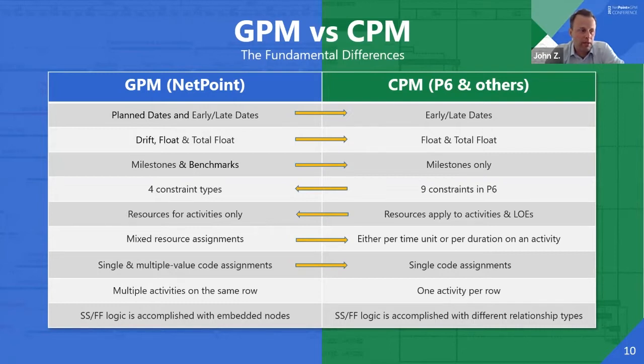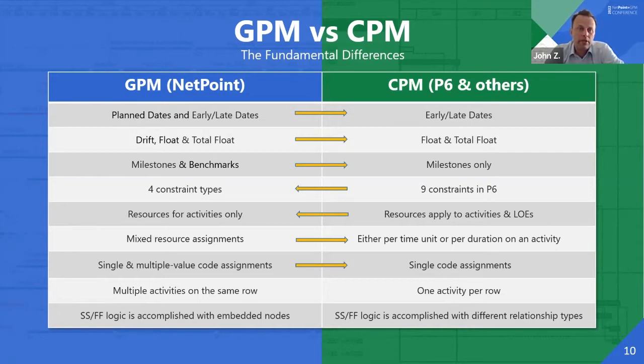Constraint types. I am a fan of judicious constraint usage in schedules in general, but obviously sometimes you do need them. NetPoint only supports 4 and P6 supports 9. So some will get transferred, some just won't come across. Just key to understand those differences if you're going from P6 to NetPoint and you have a lot of different constraint types.